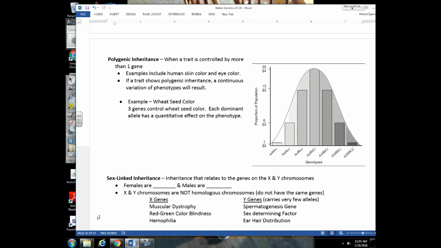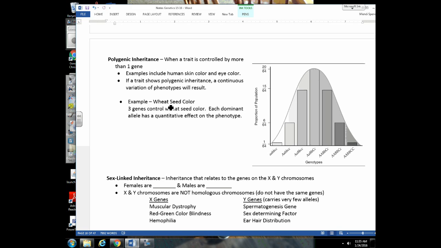The next trait that doesn't follow the ideas of Mendelian genetics is polygenic inheritance. For these traits, there's more than one gene that is leading to the phenotype of that trait. And again, Mendel was working with these pea plants, and for every trait, there was just one gene with 2 different alleles that was providing the phenotype for that trait. Well, here's a situation where there's 3 different genes coding for a trait. So with wheat seed color, there's 3 different genes that all lead to that final phenotype, whatever color that wheat seed is going to have.